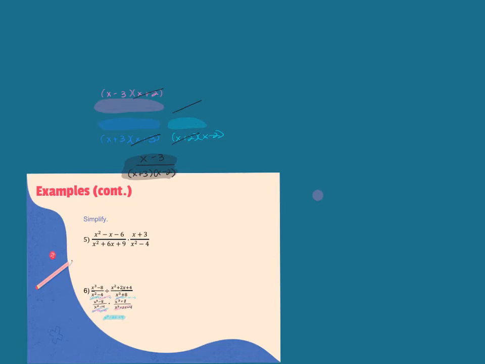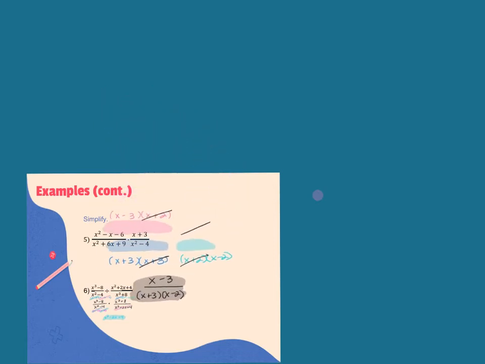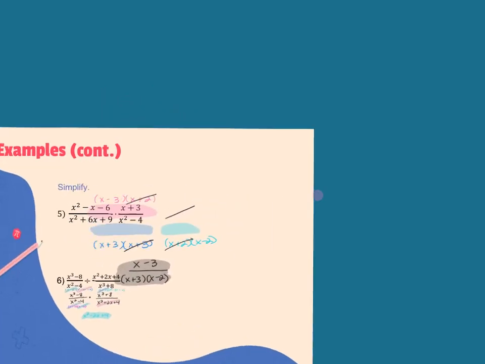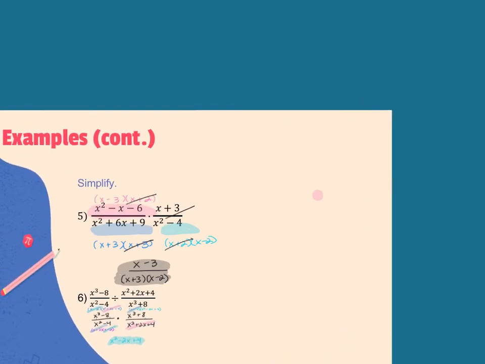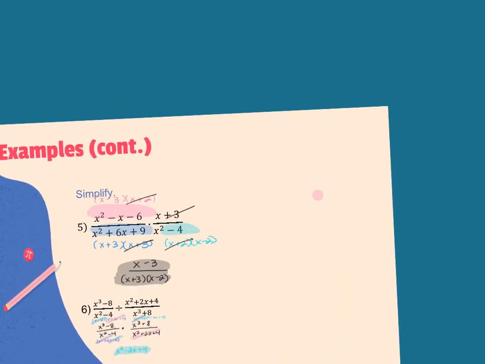How come you couldn't cancel out the x plus 3 diagonally? Hang on, let me pull this down here. There we go. Say that again, you couldn't cancel out which one? The x plus 3 and then the x plus 3 diagonally.